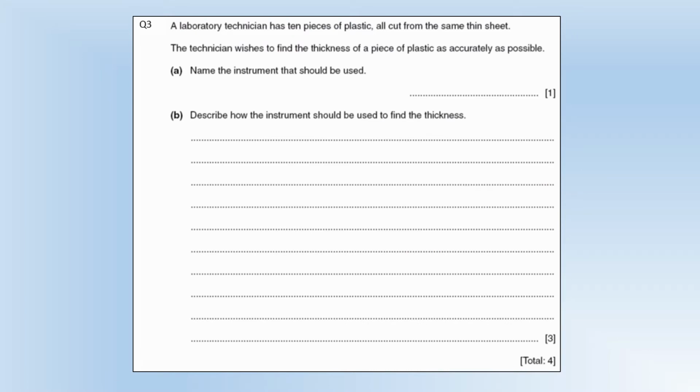A laboratory technician has 10 pieces of plastic, all cut from the same thin sheet. The technician wishes to find the thickness of a piece of plastic as accurately as possible. Name the instrument that should be used. When we want to measure something really small, we're going to use a micrometer, sometimes called a screw gauge as well. Describe how the instrument should be used to find the thickness.